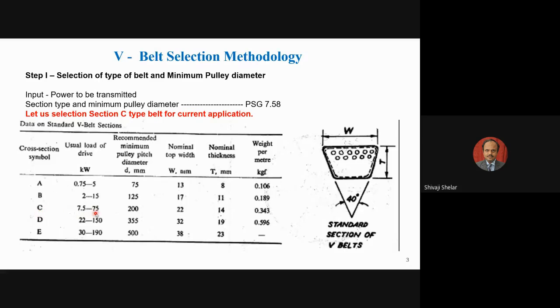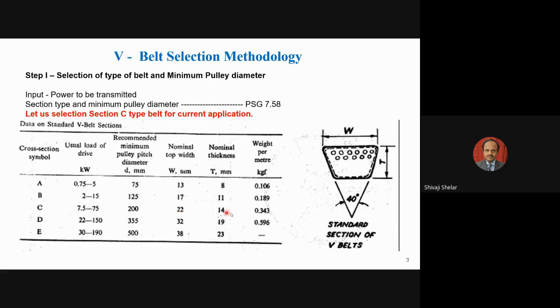So we are selecting section C because our given power lies between 7.5 to 75 kilowatt. So we can select section C. Section C demands a minimum pulley diameter of 200 mm. So the minimum pulley size should not be less than 200 mm.